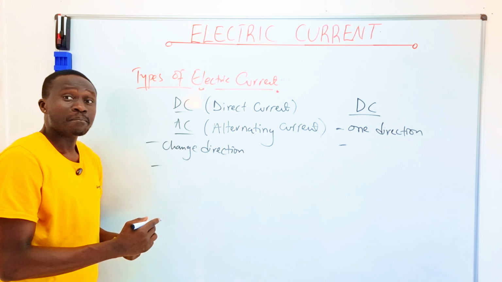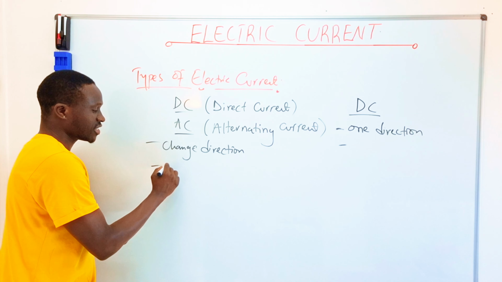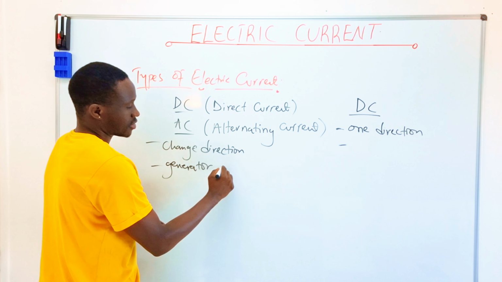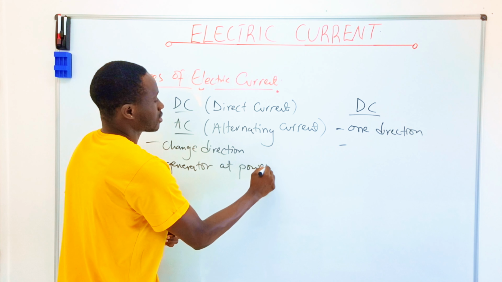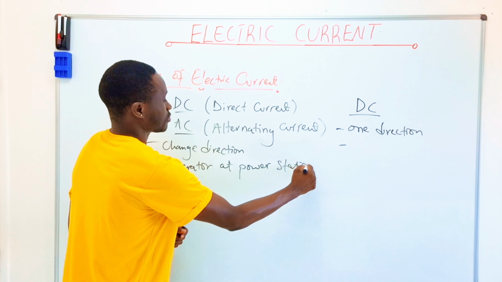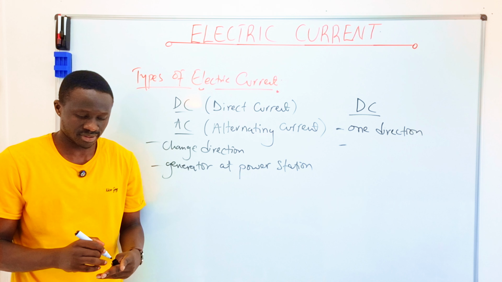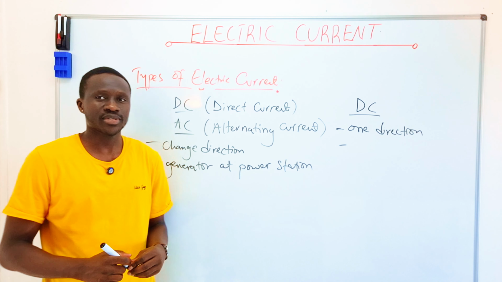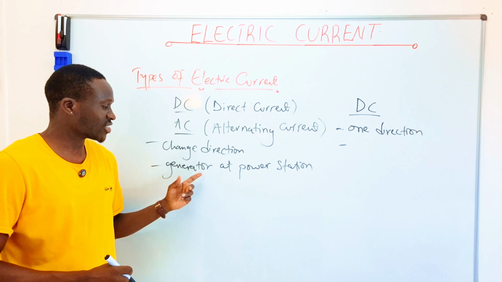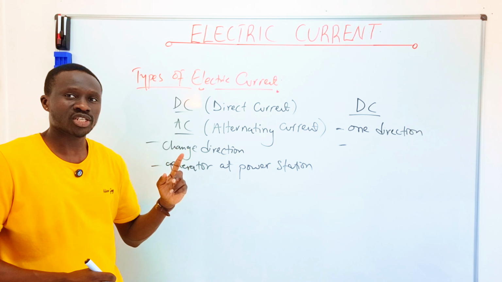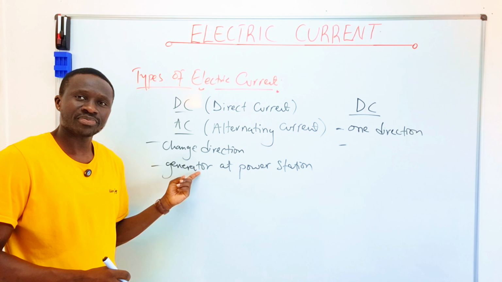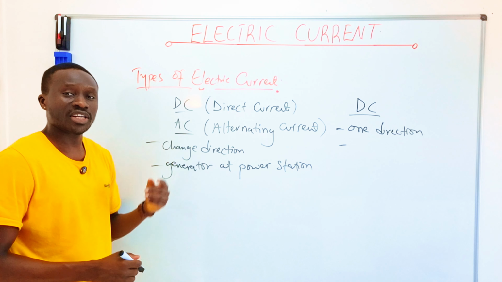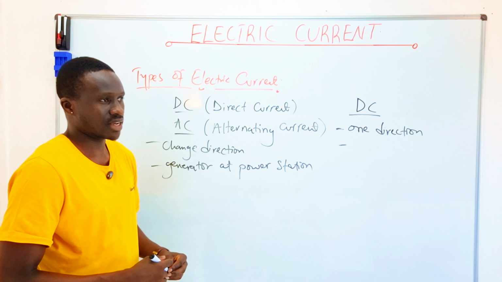It is produced by generators at the power stations. Power stations, I mean the dams. We shall see, when we reach the generation of electricity, how AC is produced using generators at the power stations. And this is the type of electricity we use at our homes.